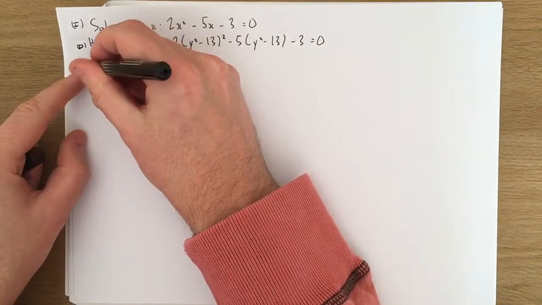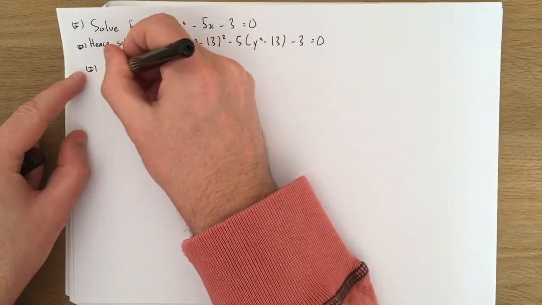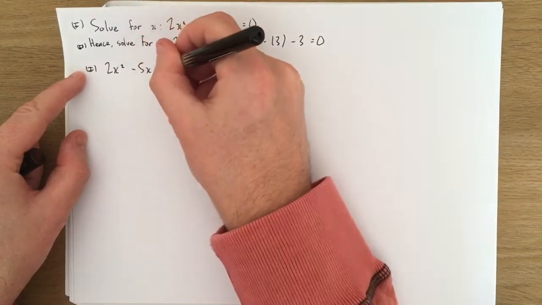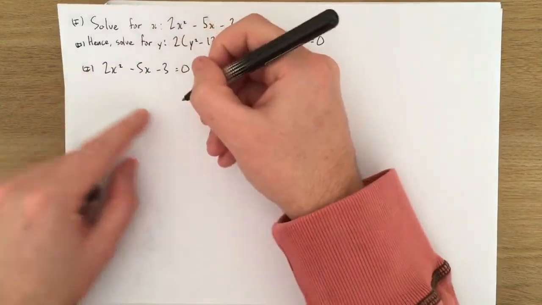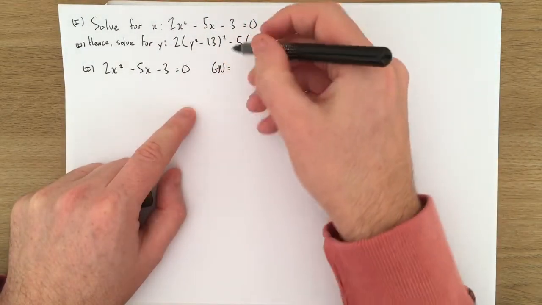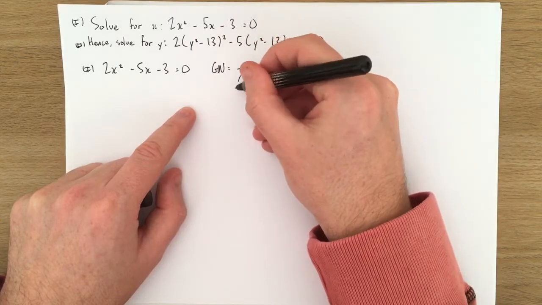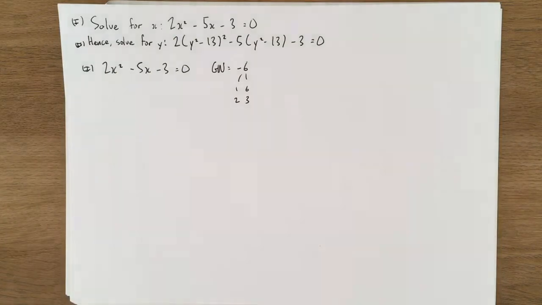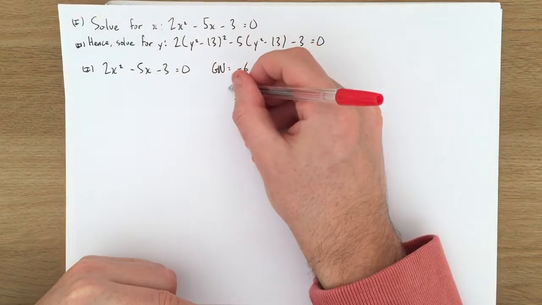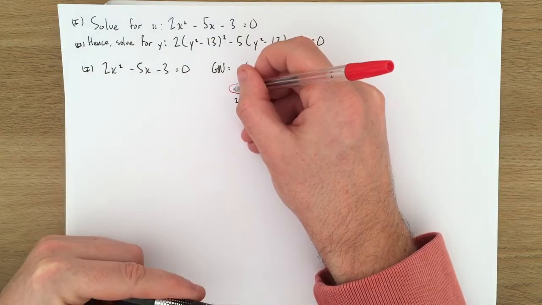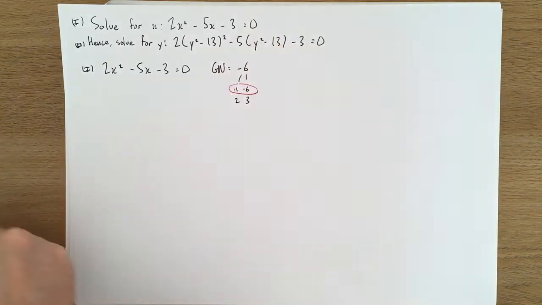So the first part is 2x squared minus 5x minus 3. So when I'm solving that, my guide number is going to be 2 times minus 3, which is minus 6. So factors are 1 and 6, 2 and 3. I'm trying to make minus 5, so the factors I pick are 1 and 6. So minus 5, so plus 1 and minus 6.